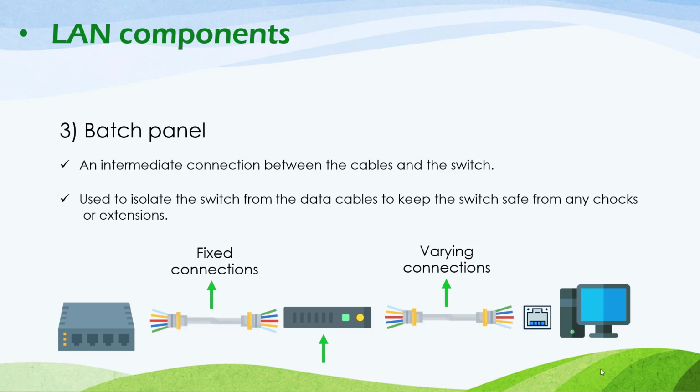So the main cables can be varied or connected or disconnected, but from the patch panel, not from the switch, and this is to isolate the switch or to keep it safe as much as possible. And this is because the switch is the most sensitive and expensive part in the system.